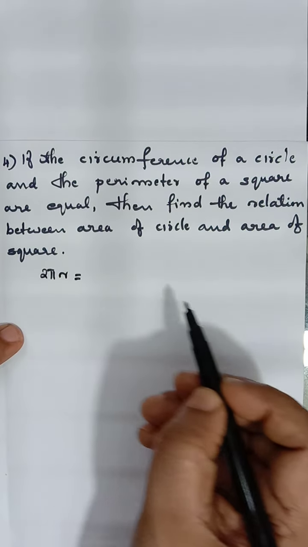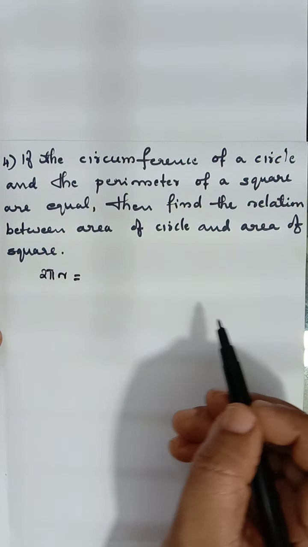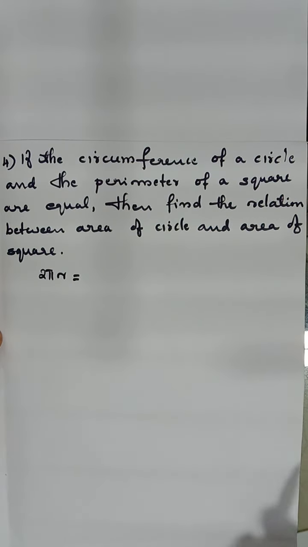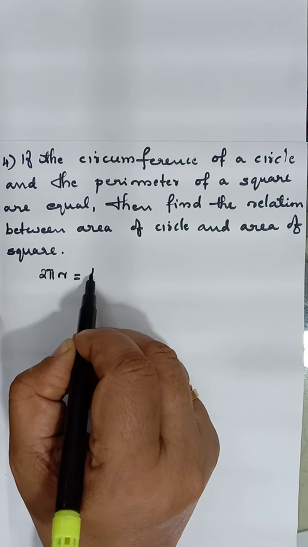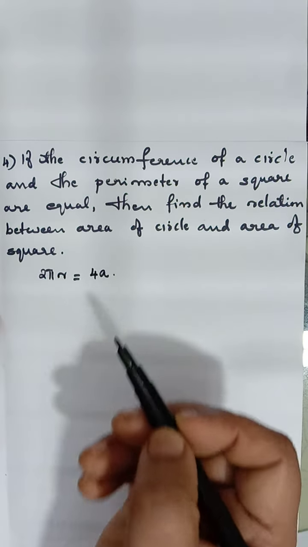That's equal to the perimeter of the square. Perimeter of the square means the sum of the sides. One side is a unit. Therefore, 4 sides are there for the square, so 4a will be the perimeter of the square. 2 pi r is equal to 4a we are getting.